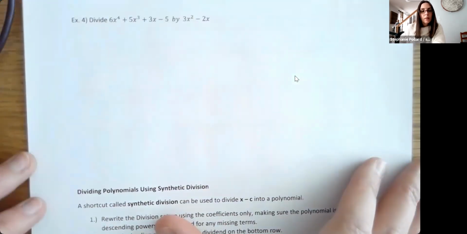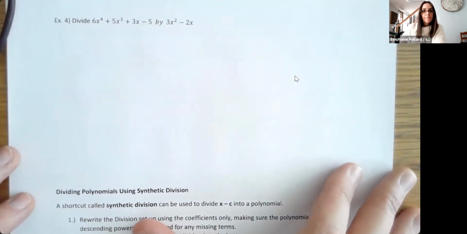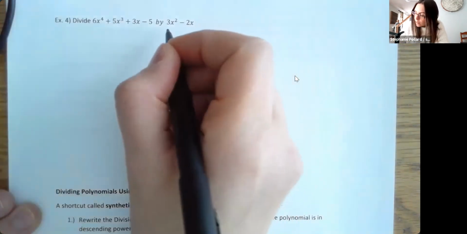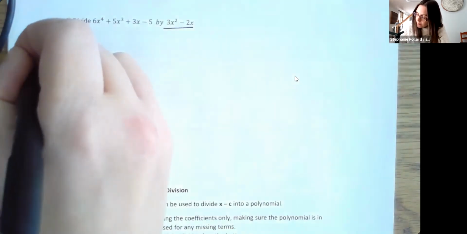All right, let's do one more example. So here we have this polynomial and we're dividing by 3x squared minus 2x. So whatever you're dividing by goes on the outside.